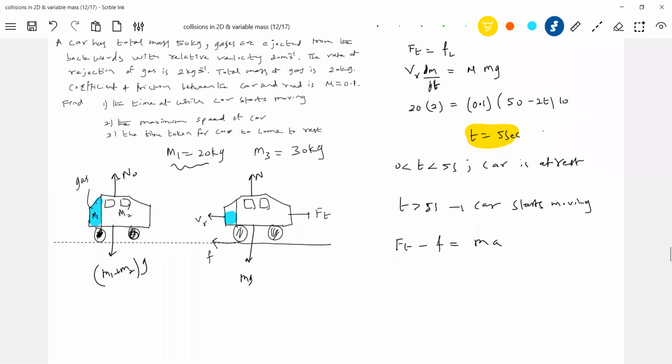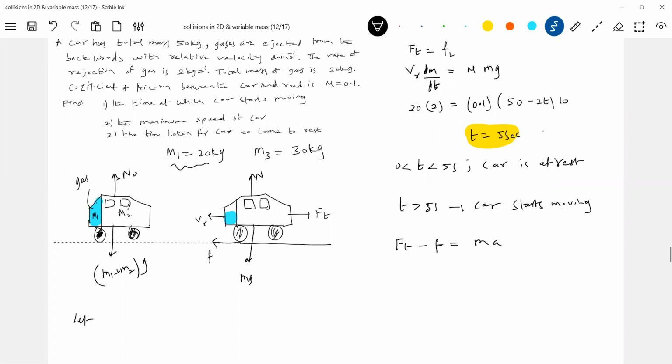How to calculate the maximum speed of the car? When will the maximum speed be attained? When all the fuel is burnt, the car will attain maximum speed. Am I right? Because the thrust force will continuously act and the friction will be decreasing. How to calculate the time taken for all the fuel to burn? The mass of the fuel is 20 kg, and for every 1 second, 2 kg is burned. So what is the time taken for all the fuel to burn?